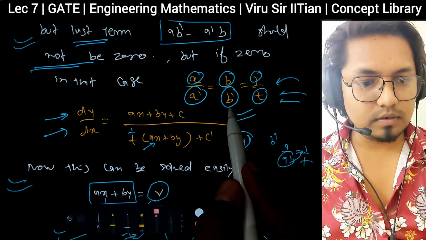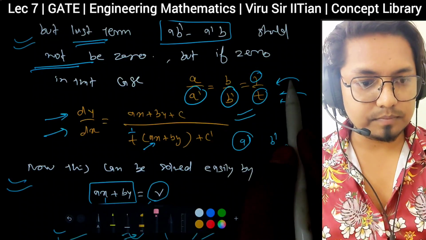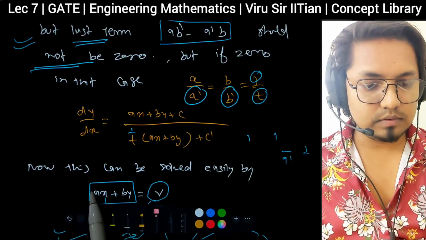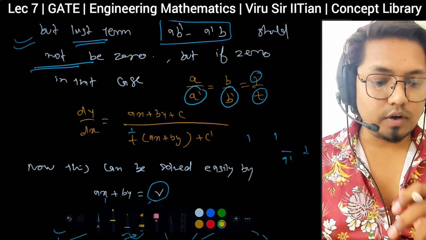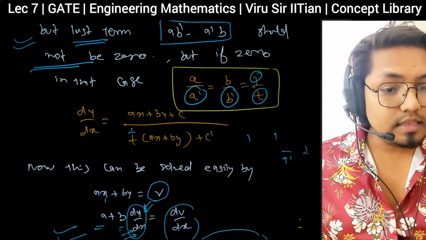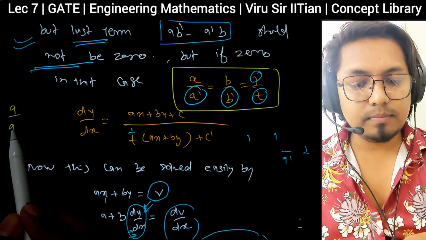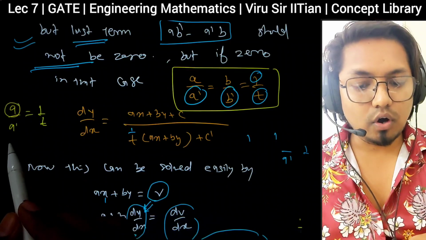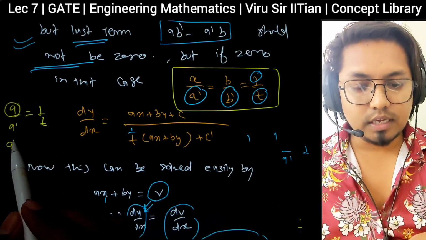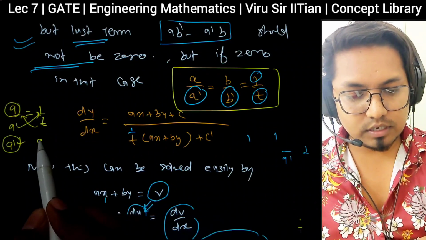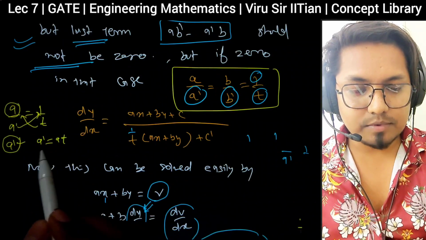Let me erase this. I'll explain. See what that method is. What you have to do is apply this trick. In this trick, you have to consider a by a dash as 1 by t. So you find out a prime value. If you are finding out a prime value, then multiply this here, multiply this here. Your a prime will become a times t.